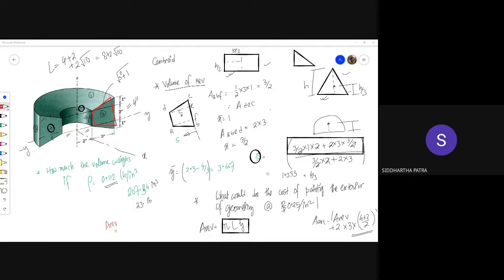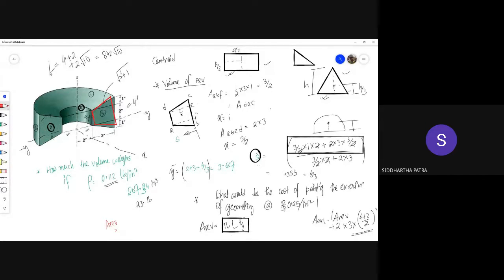Right now you can calculate using Pappus theorem, right? So what would be the area of revolution? You have the value of L given over here, then pi and then y bar. So how much is the area of revolution?